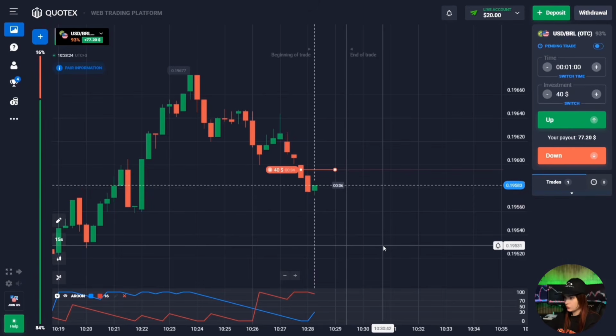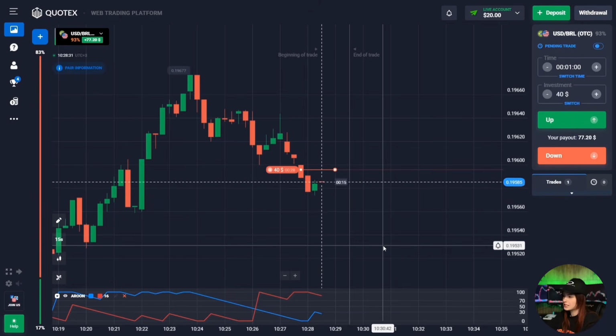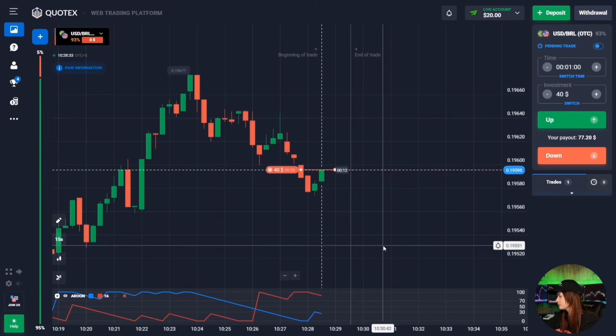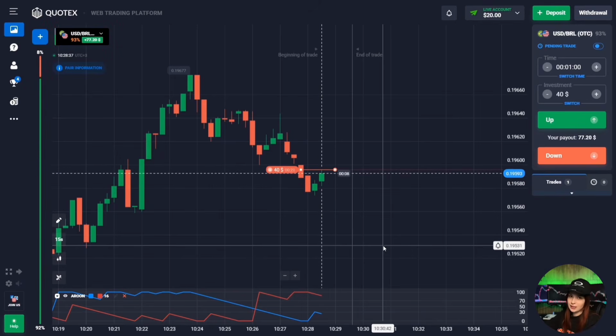Since this deal goes against the main uptrend, we set the expiration time to 1 minute to prevent our position from being knocked out, guys. Anyway, let's see how this deal will close.